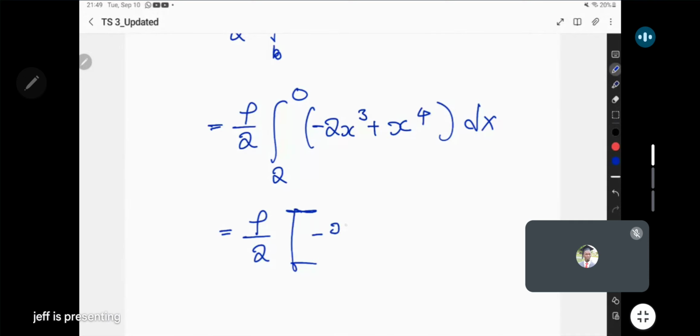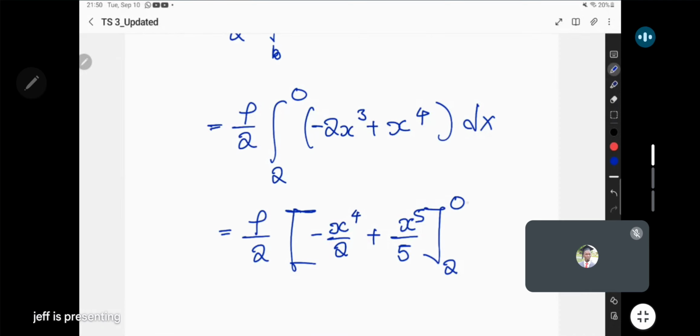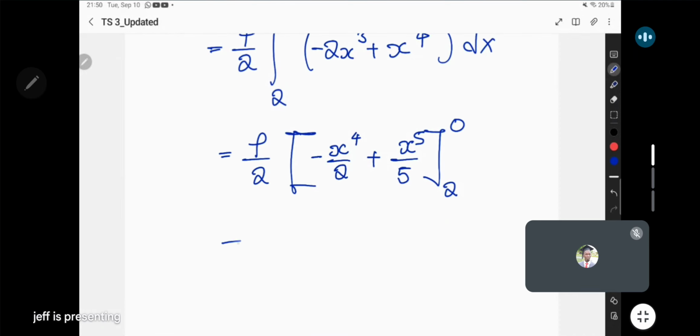So this will be x to the power 4 over 2, plus we'll add 1 to 4, it becomes 5. So this will be x to the power 5, and then we'll divide by the same power. The 5 will be here. This was changing from 2 to 0. And then when we substitute 0, everything just becomes 0. So only look at the negative part, the one because it's the upper minus the lower limit.